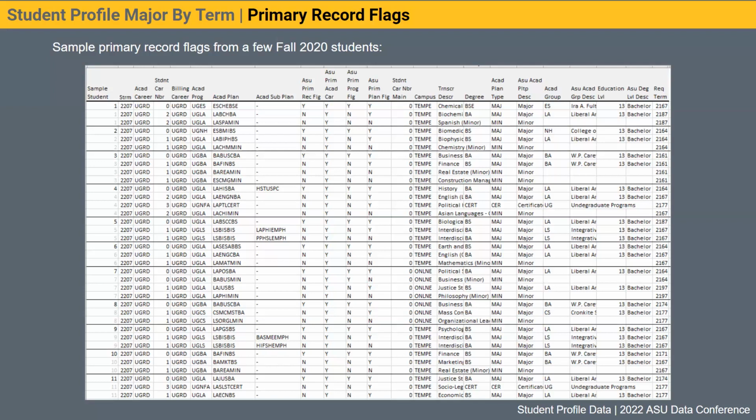If you want all of the students who have a major in a particular college, you could also do that without using the primary record flag. You would use the primary plan flag and then filter to the college that you wanted. And you would get one record per student in that college, even if it's not their primary. So it can get pretty complicated. It's flexible though, so it lets us do a lot of different things.